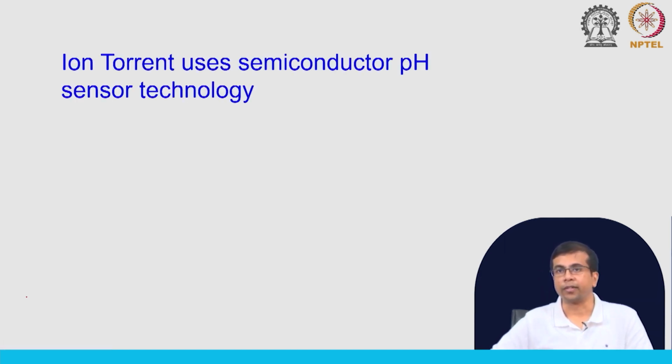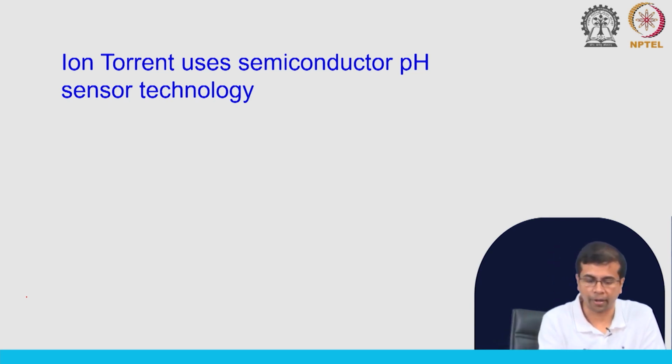So, let us start with the ion torrent sequencing method. Ion torrent uses a semiconductor pH sensor technology. There is a semiconductor sensor which can detect any change in H plus ion concentration through a change in current. This method also relies on synthesizing the complementary strand of a DNA molecule.